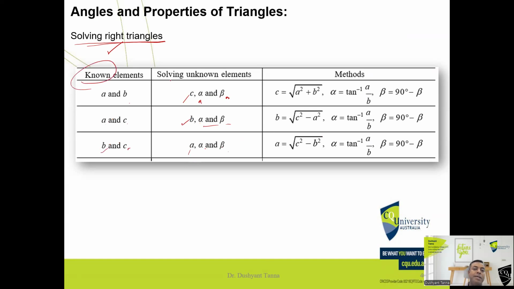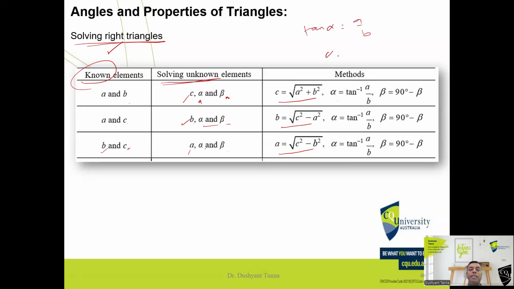This is known. This is to be found. And this is how you find it. The third side, thanks to Pythagoras, very easily you can get it, the Pythagorean theorem. And for alpha, since you know A and B, you can use it, but there is a better way. You can also go with sine and cos. Anyway, C is to be found this way, then tan alpha is A over B.